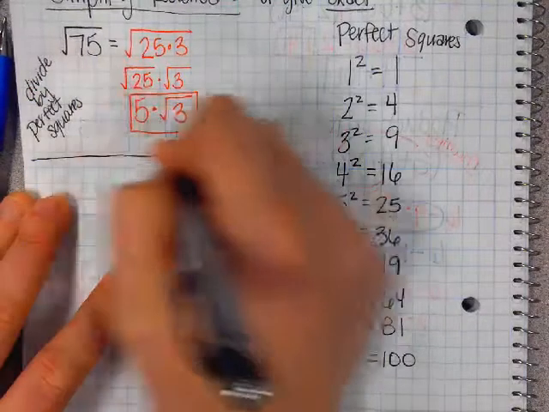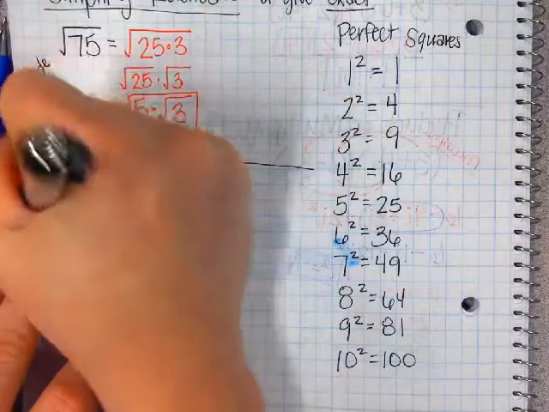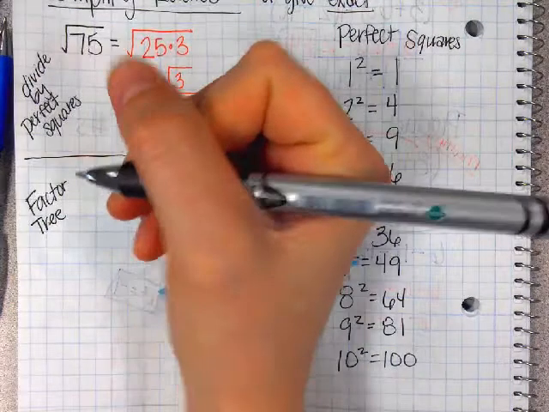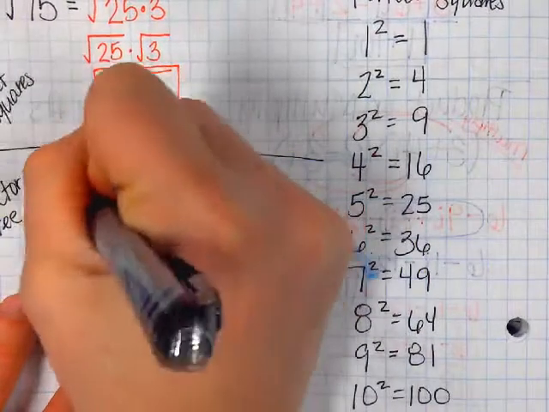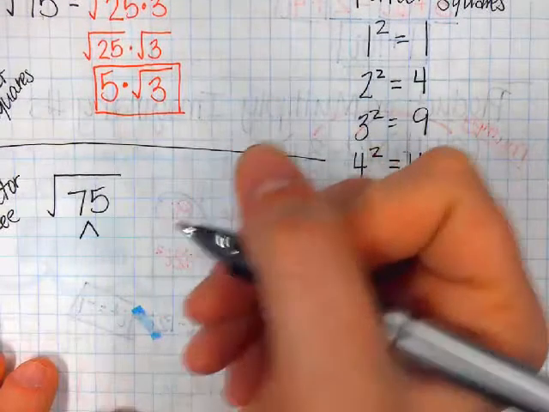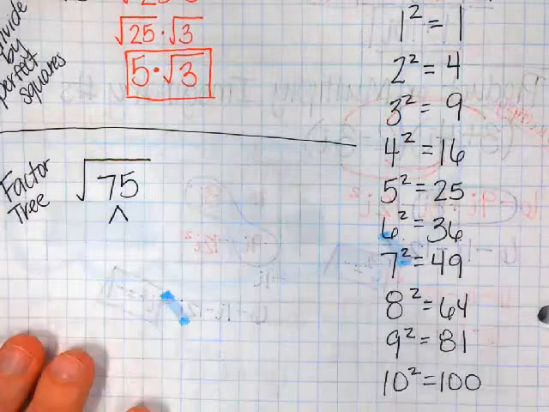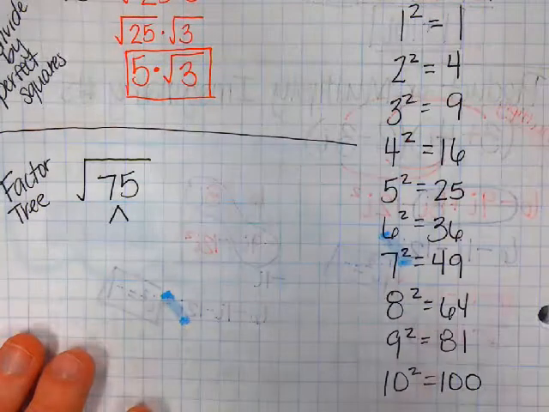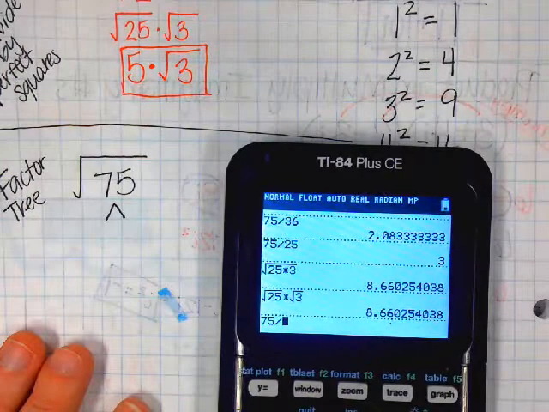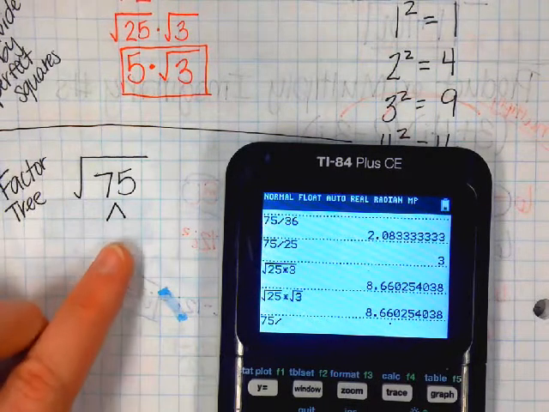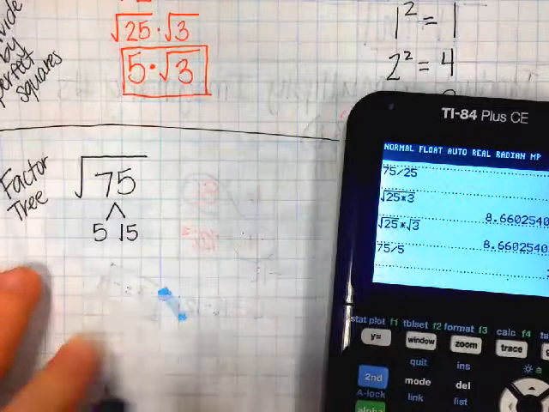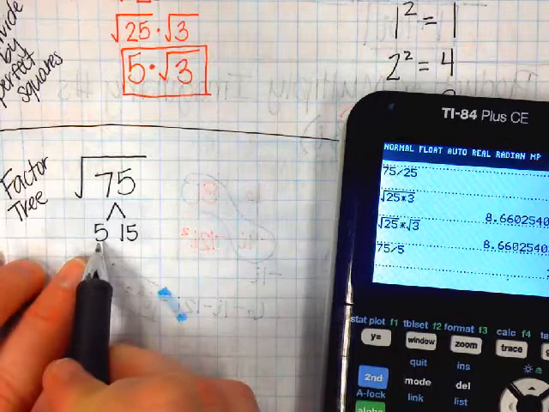You kind of need to know all of your perfect squares in order to do it that way. This next way is to use a factor tree, and it's going to give you the same answer. So if I have the square root of 75, I'm going to write out the factors of 75. In this case, it doesn't matter how you divide it. It doesn't matter if you start low or start small. All you have to do is take 75 and divide by a number that you know goes into it. Well, it ends in a 5, so we know 5 goes into it. So 5 times 15 is 75.